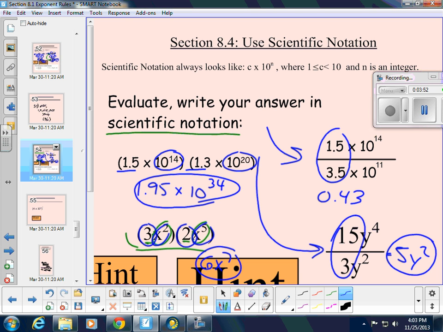Sorry, 0.43 if I round that off. Okay. Well, then using my exponent rule for this part, I can still subtract those two exponents, and I'm going to get 10 to the 3rd. And you might think that, well, this is my final answer.